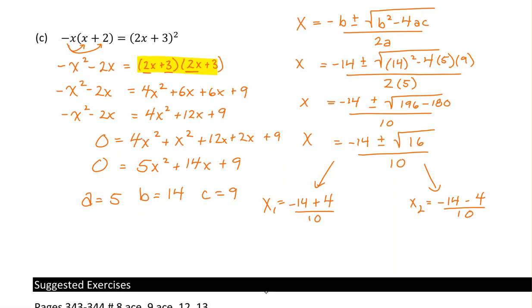So now we're left with negative 14 plus 4 divided by 10, which is negative 1. Some of you can do that in your head. And negative 14 minus 4 over 10 is negative 18 over 10, which is reduced to negative 9 over 5, or if you want to see it as a decimal, negative 1.8.